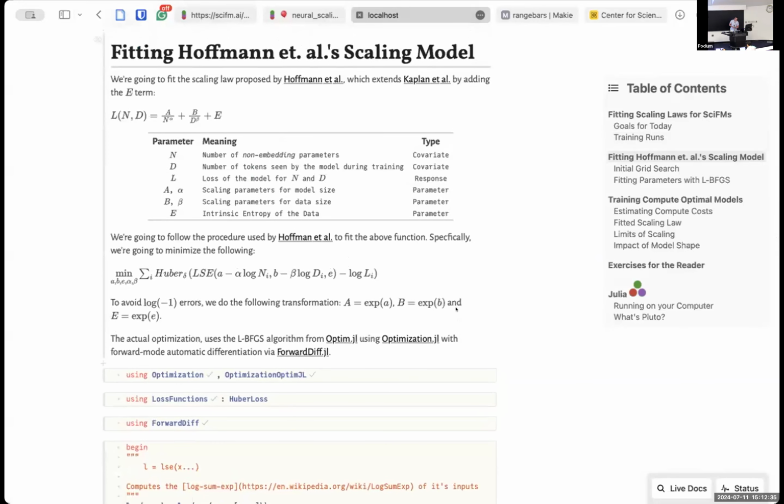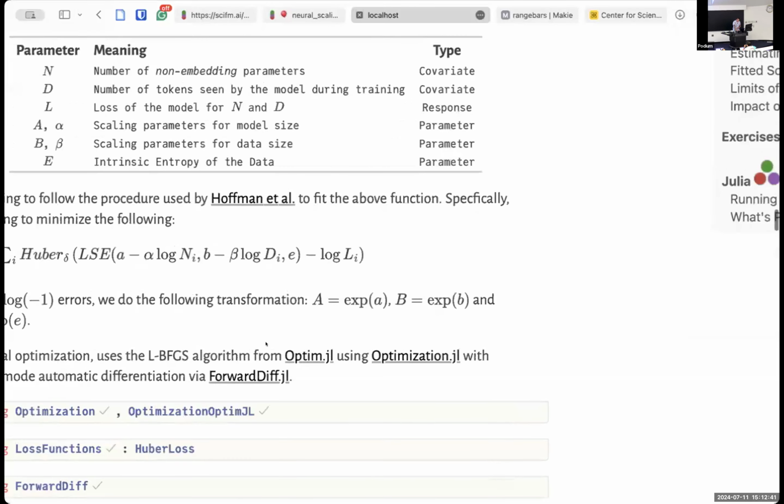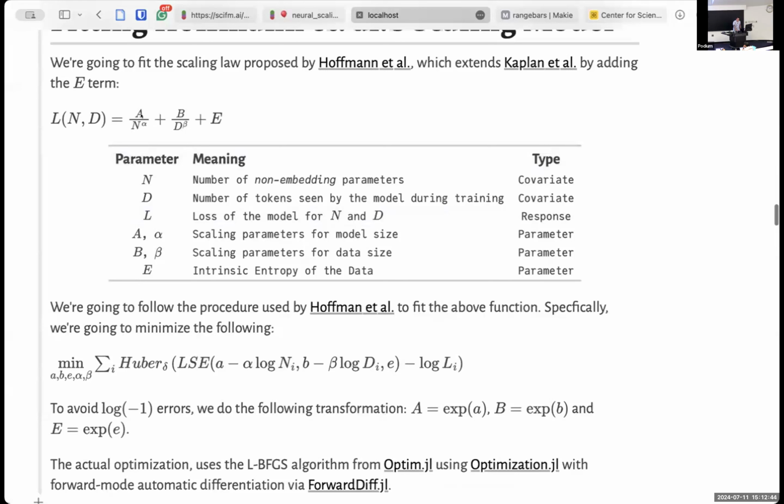Okay, so Kaplan had basically the exact same equation here. They had this A over N term. So this is how does your loss go down as you increase your model size? They had a B over D term. So how does your loss go down as you increase your data size? And then what Hoffman added was E, which represents essentially the fundamental intrinsic entropy of text.